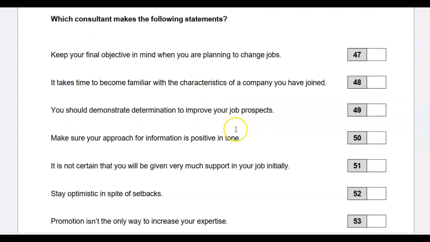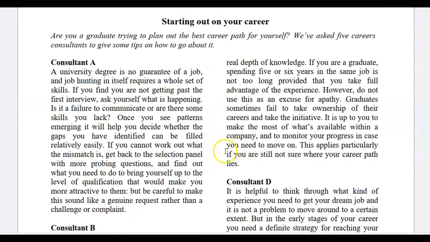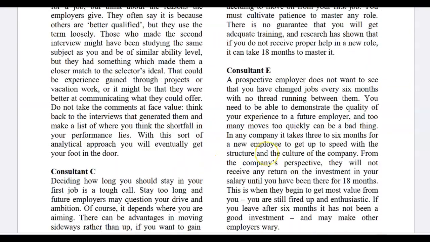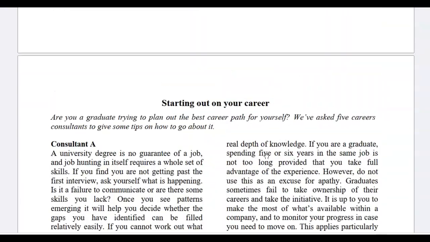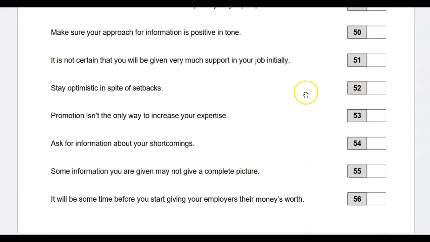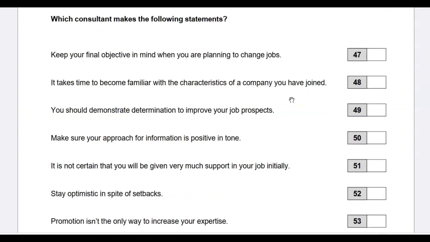Here we have the statements, and here we have the consultants. Consultant A, B, C, D, until E. So you're going to write down consultant A, consultant B, consultant C, and so on. So that's basically the explanation of this activity in which you are going to be working.